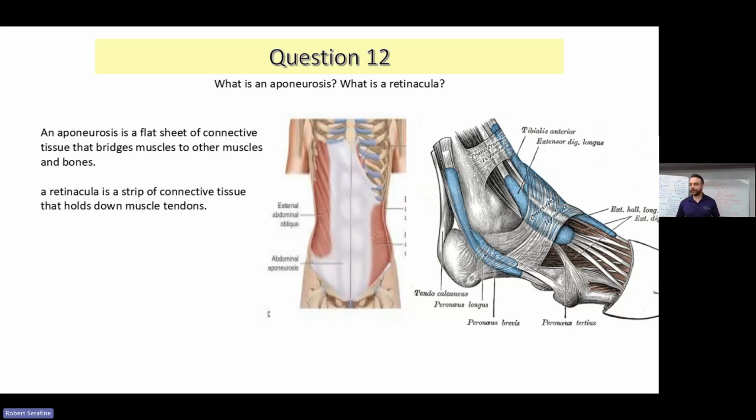And then a retinacula is a band or a strip of tissue that typically is responsible for holding down tendons. As you can see here is your ankle in this image, and this is holding down, in this particular case, the dorsiflexors or the extensors. So this is what we call the extensor retinaculum of the foot.